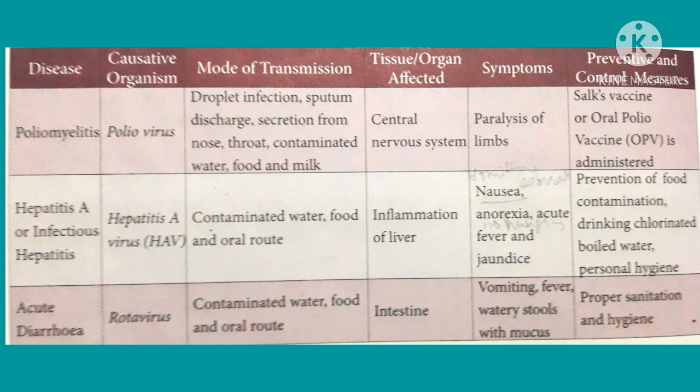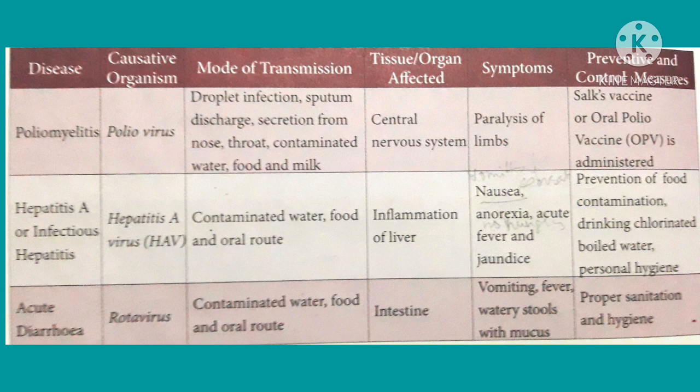Symptoms: nausea, anorexia, acute fever and jaundice. Nausea means vomiting sensation. Anorexia, no hunger. Clear? Acute fever and jaundice. Okay. Next, preventive and control measures: prevention of food contamination, drinking chlorinated boiled water, personal hygiene. First we have to avoid eating contaminated food. Second, we have to drink chlorinated boiled water. Third, we have to maintain personal hygiene.